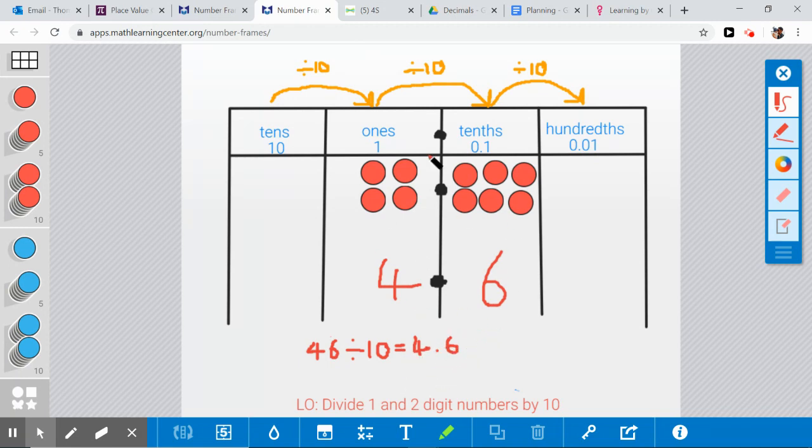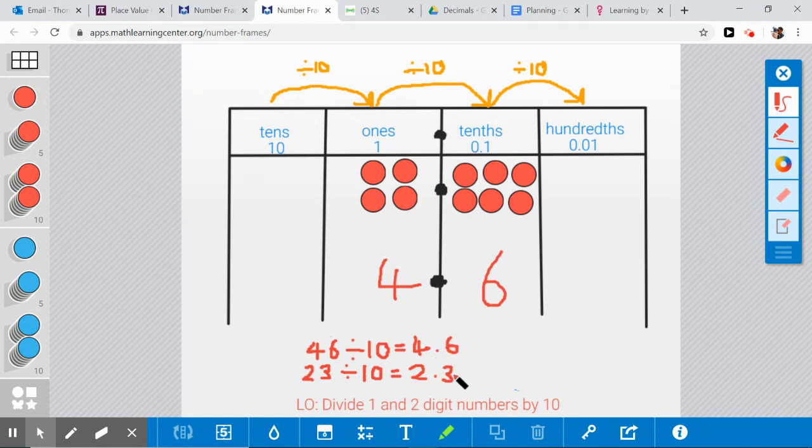Now, you might get to a point where you don't need to do this. Let's have a look. Let's do 23 divided by 10. So 23 divided by 10 equals, well, our 2 10s becomes 2 ones, and our 3 ones become 3/10. So the answer is 2.3.